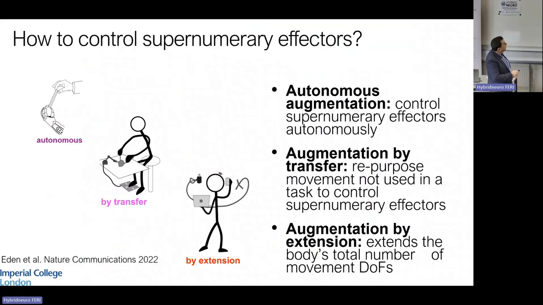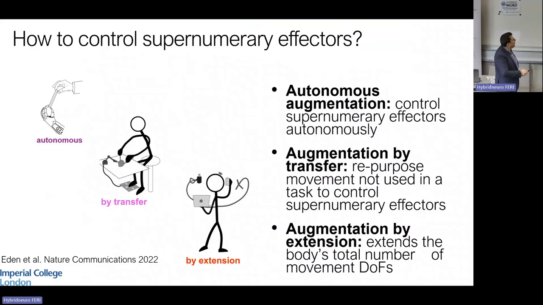One is so-called autonomous augmentation, meaning that you may have robotic parts, either mounted on the subject or external, that perform their task completely autonomously by supporting the user. For example, you can have computer vision, you can have an additional arm that is looking at the working environment and support the user completely autonomously.